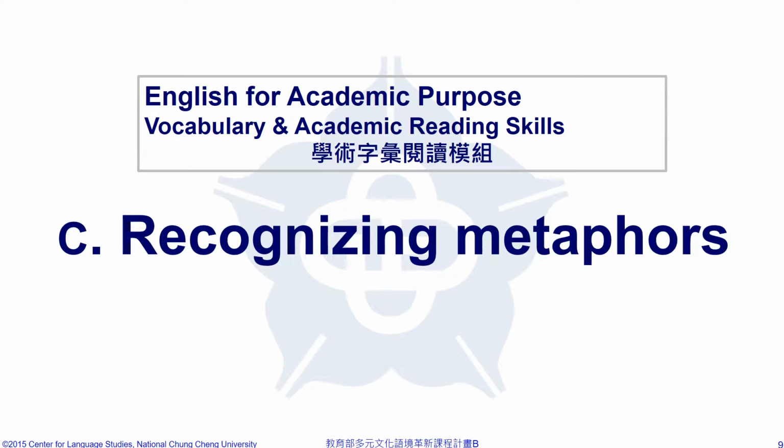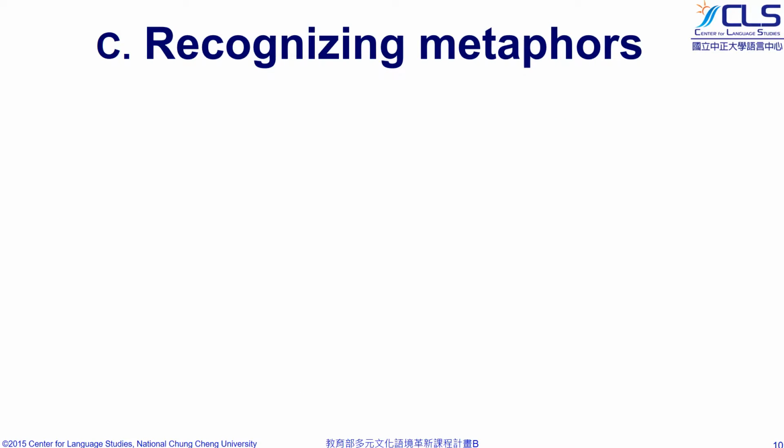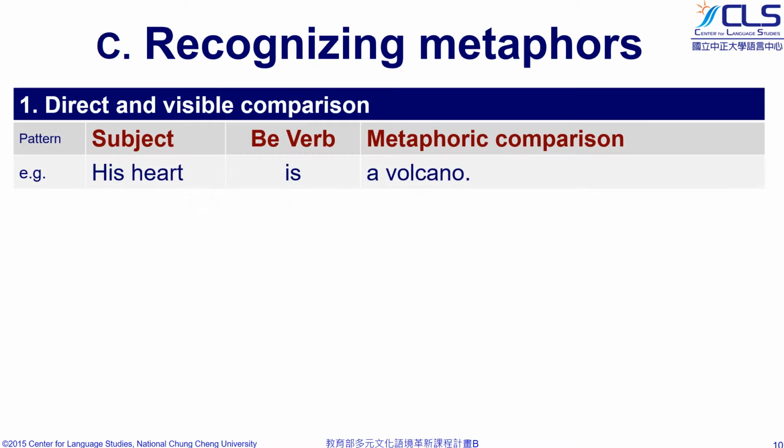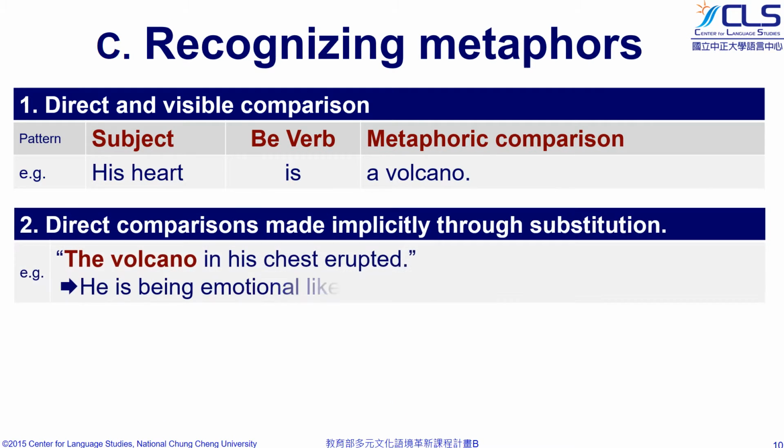So, how can we recognize metaphors out of the text? Since metaphors are direct comparisons, you will commonly find this sentence structure: subject is metaphoric comparison. Secondly, direct comparisons made implicitly through substitution, such as "the volcano in his chest erupted." The original subject or trait is left out and displaced by the metaphoric comparison.